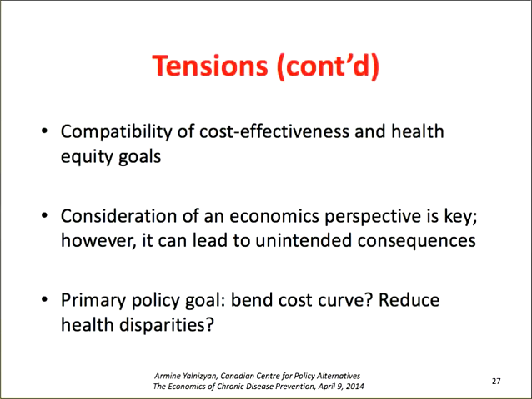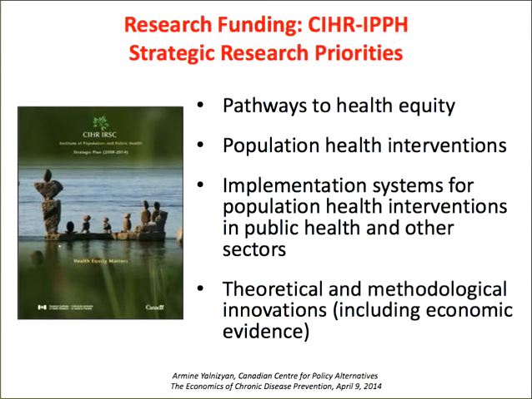I just want to indicate where I'm coming from. I'm coming from, as I said, the Canadian Institute for Health Research's Institute of Population and Public Health. The strategic health research priorities that we fund are pathways to health equity, population health interventions, implementation systems for population health interventions in public health as well as elsewhere, and developing the theoretical and methodological innovations, including economic evidence. By the way, this is the institute that is the most involved in the distribution of communicable and chronic disease in global health, and we're learning as much from people around the world as we're developing in our own science here.